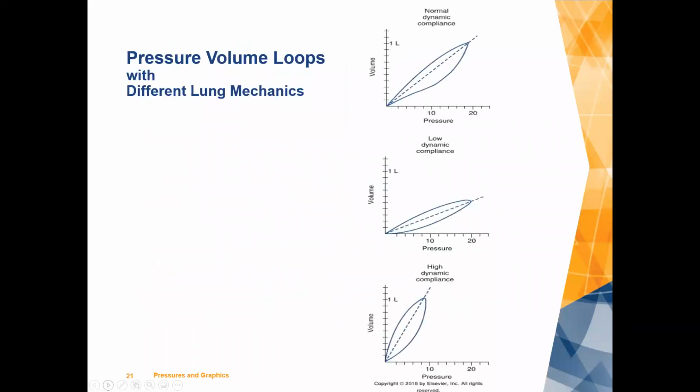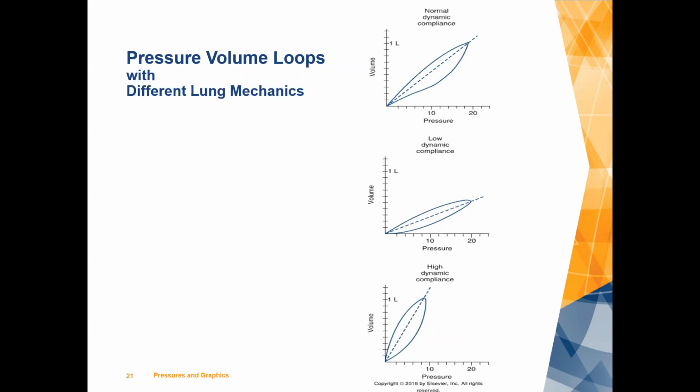Now let's take a look at some pressure volume curves. Some people will actually call them compliance curves. On the vertical axis you have volume, on the horizontal axis you have plateau pressure. The example on the top right-hand side is, I'm going to call it, more normal. So, more normal compliance.